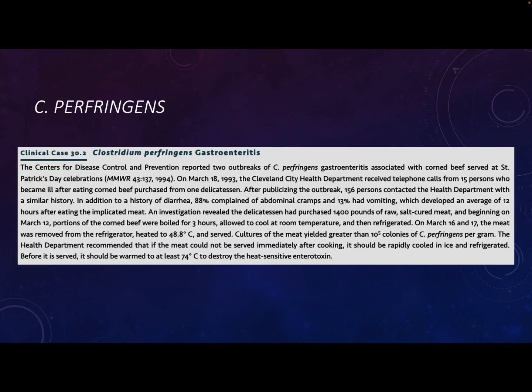So this is an outbreak of Clostridium perfringens associated with corned beef. If this was spring semester, I guess we'd worry a little bit more, during St. Patrick's Day. I've actually never eaten corned beef. On March 18th, the day after St.